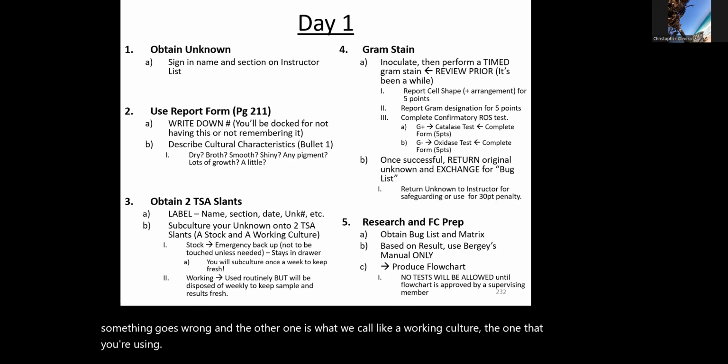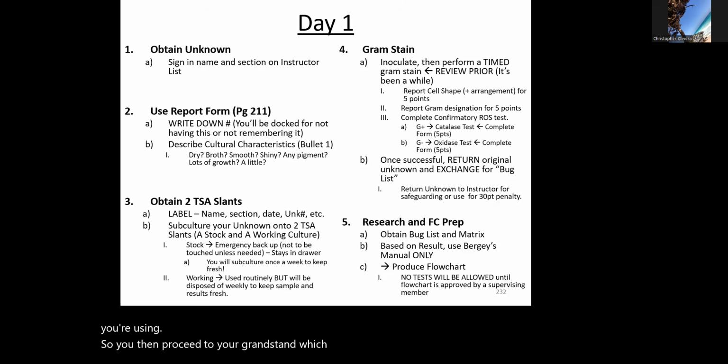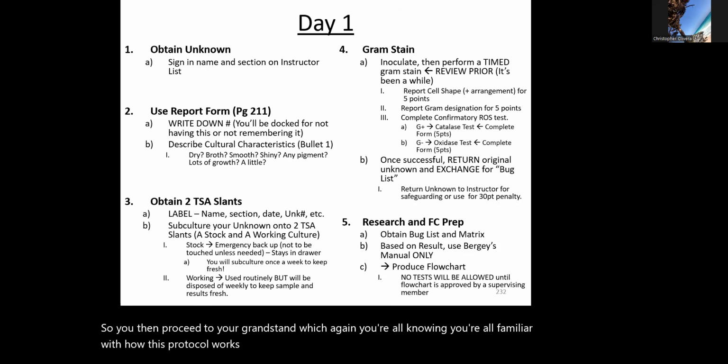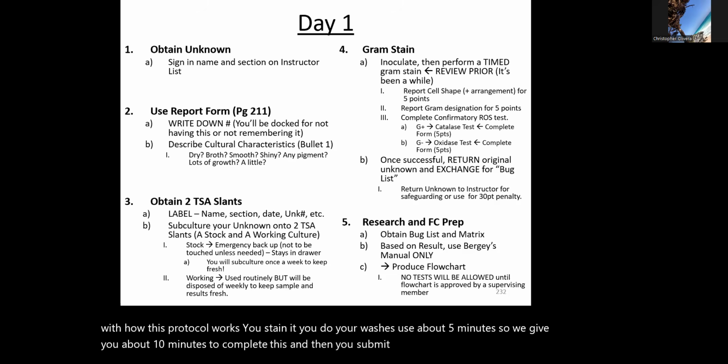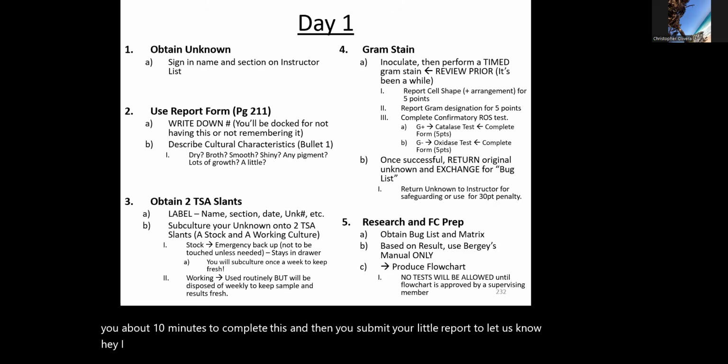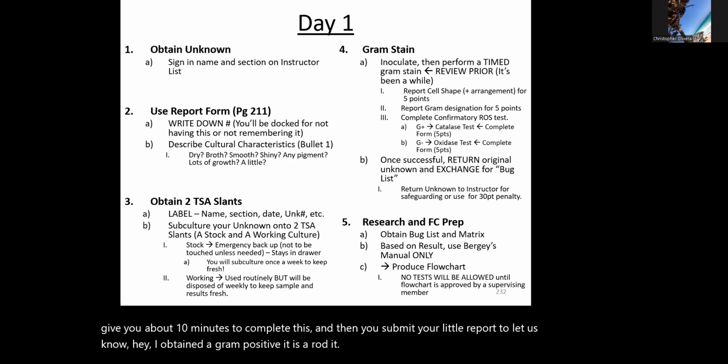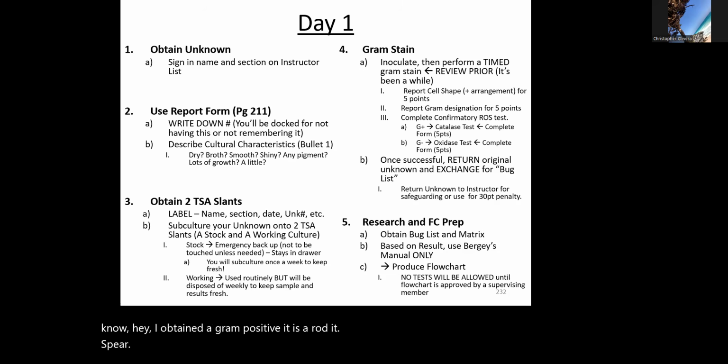So you then proceed to your gram stain, which again, you're all familiar with how this protocol works. You stain it, you do your washes, usually about 5 minutes. So we give you about 10 minutes to complete this. And then you submit your little report to let us know, hey, I obtained a gram positive. It is a rod, it is a sphere. So you'll tell me whether it's bacillar or spherical, that kind of thing.